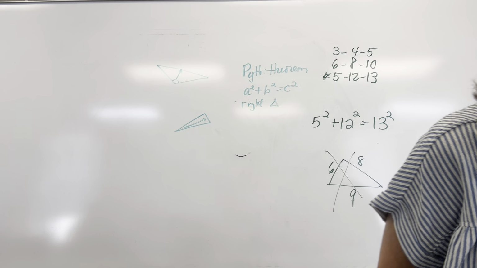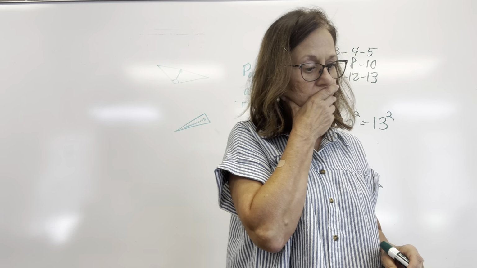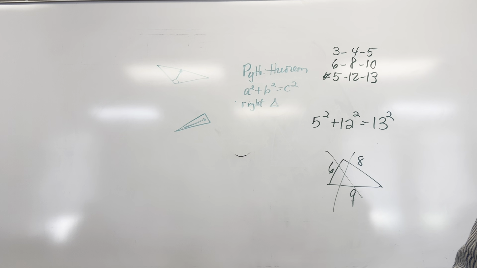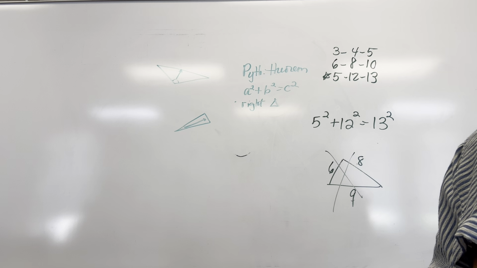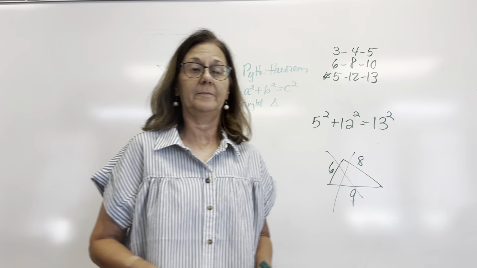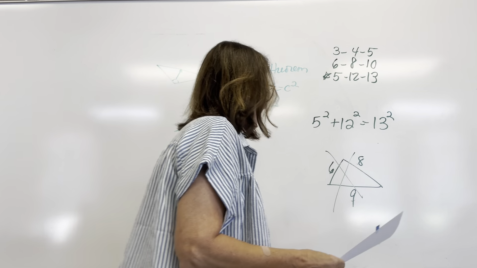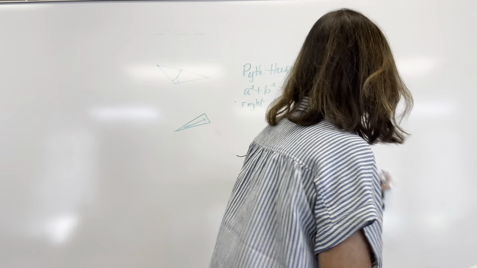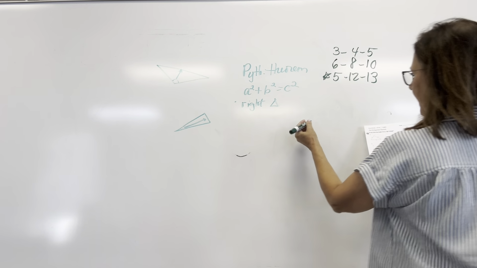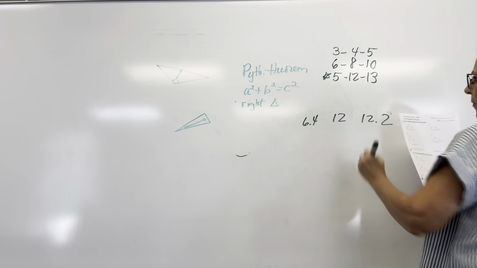What about number 4? 3, 4, 5. Is that a right triangle? Yeah. It should be. 9 plus 16 does in fact equal 25. Got it? Okay, now look at number 5. The triangle is not drawn, but sides are given. And the sides are 6.4, 12, and 12.2.